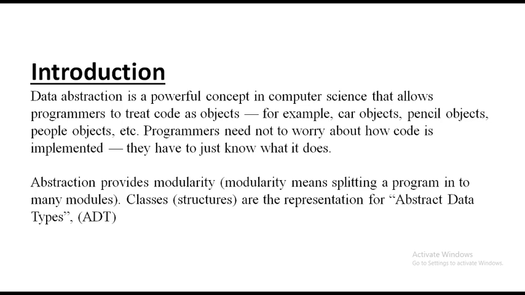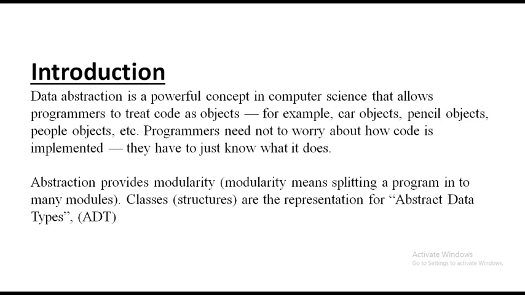What is data abstraction? It is a powerful concept in computer science. It allows the programmers to treat code as objects. The data abstraction is allowing the programmers to treat the computer programming language code as objects. For example, car, object, pencil. These all come under objects. So here in data abstraction, programmers need not worry about how the code is implemented.